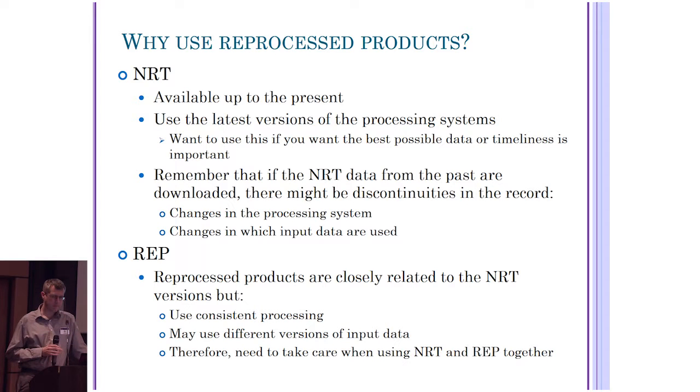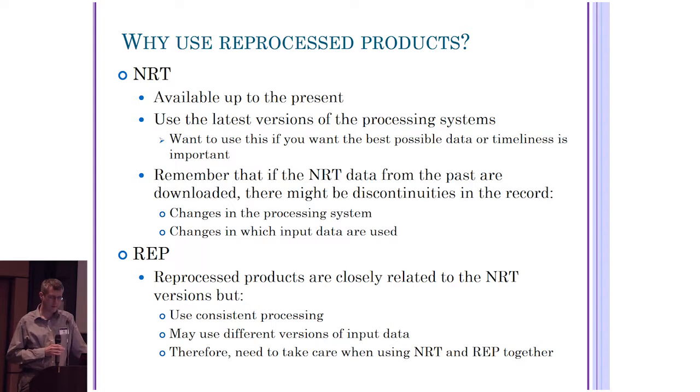So why use reprocessed products rather than near real time? Well, with near real time, you're getting a product that's available up to the present, often within just a few hours of the data being collected. They are state-of-the-art in the sense that they're using the latest version of the processing system. So you want to use the near real-time version if you're interested in getting the best possible data as soon as possible. But you probably want to have a bit of caution if you download the old archive of near real-time data and try to use those to look at changes over time.